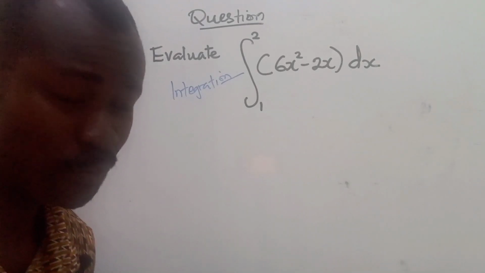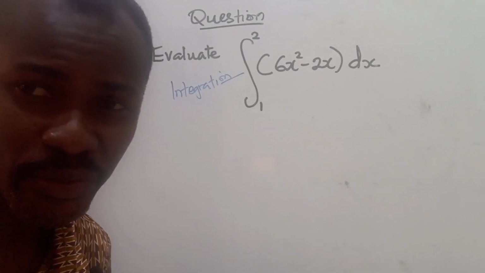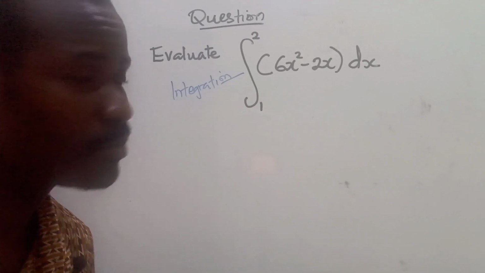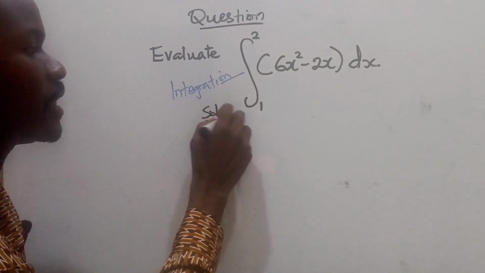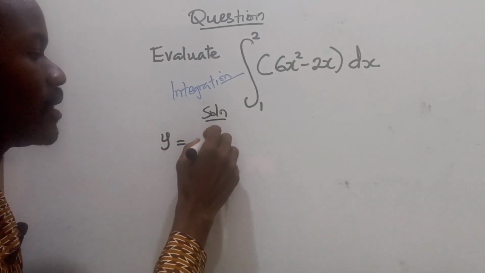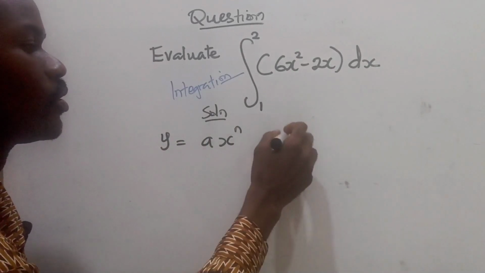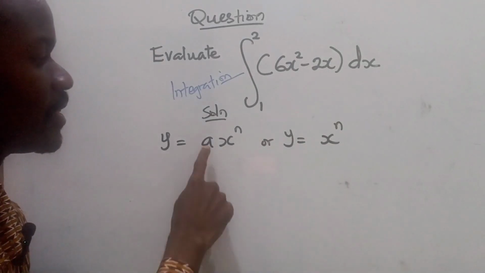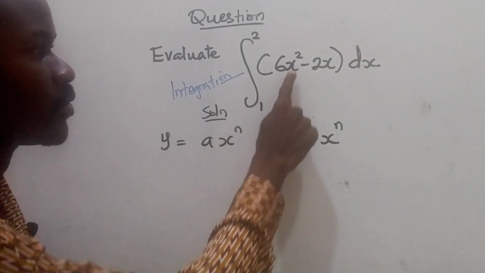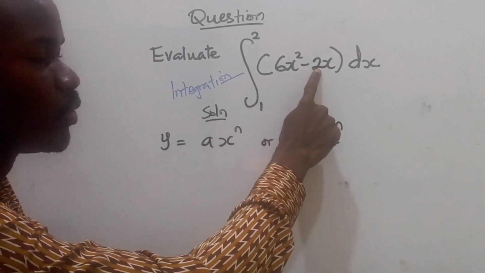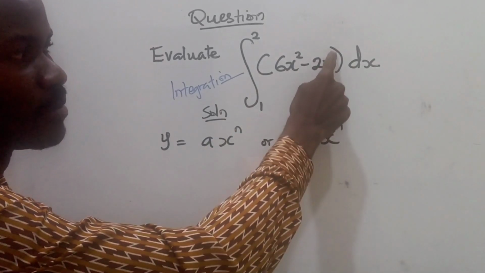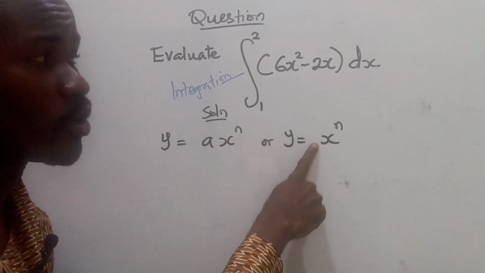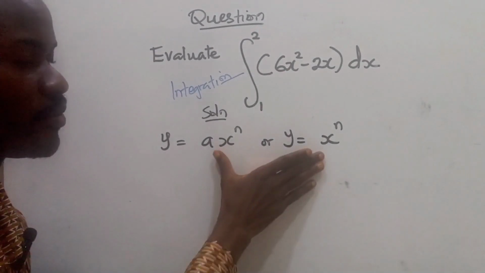All right, I'm going to refresh us on some basic principles of calculus before we look at the problem. If you're given y equals ax raised to power n, or y equals x raised to power n, let's say a is 2 and we have x, so there's a power there which is 1, or you have no coefficient before the x. How do we differentiate this?